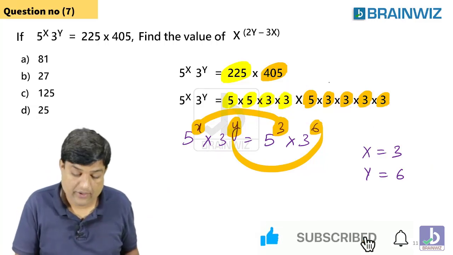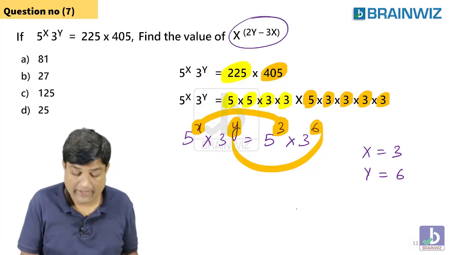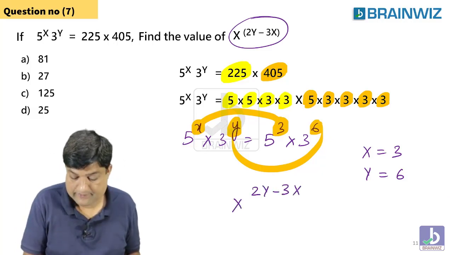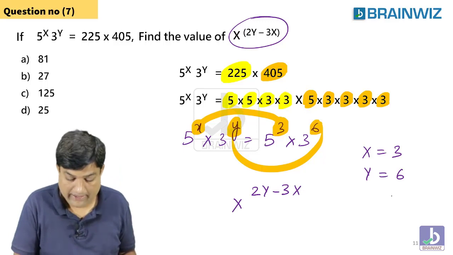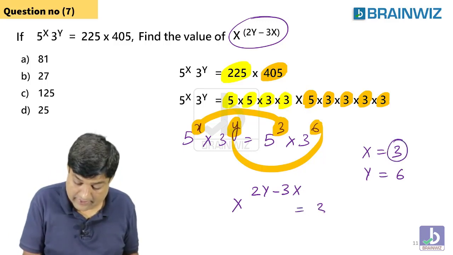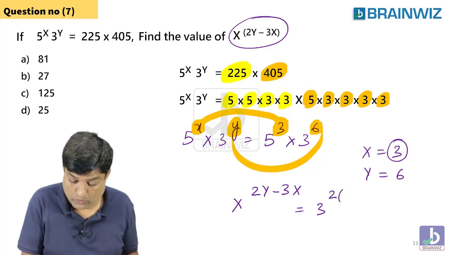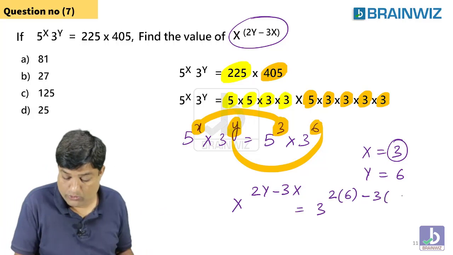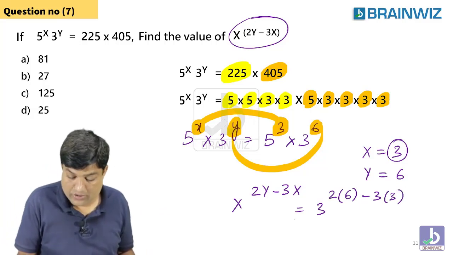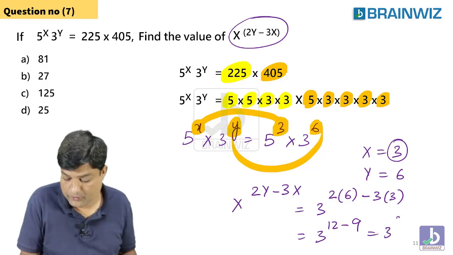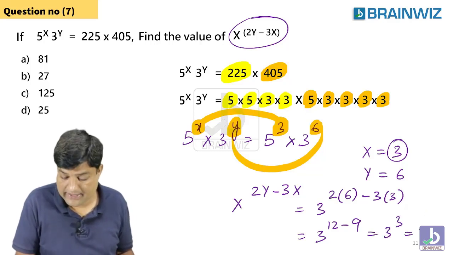Now, what did he ask you to find? We want the value of x power 2y minus 3x. It's slightly calculative. x is 3, so we can say 3 power 2 into y, that is 2 into 6, minus 3 into the x value, that is 3. So this is 3 power 12 minus 9, that is 3 cube. 3 cube is nothing but 27, guys.